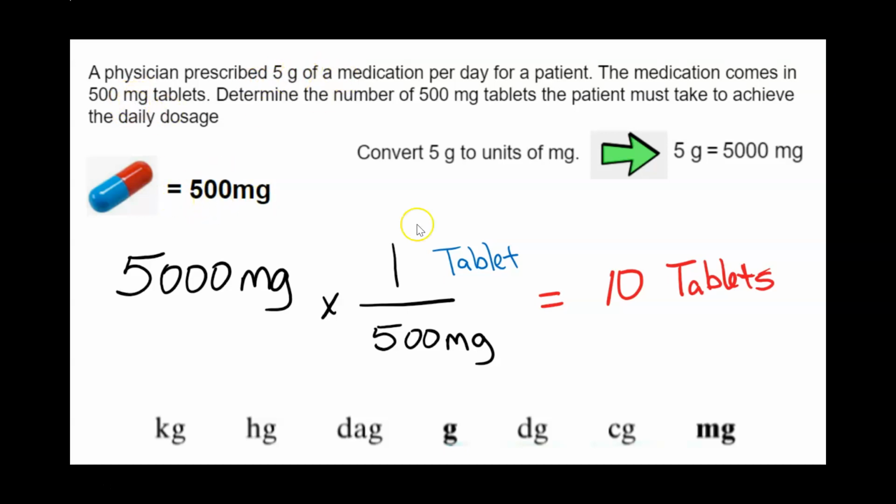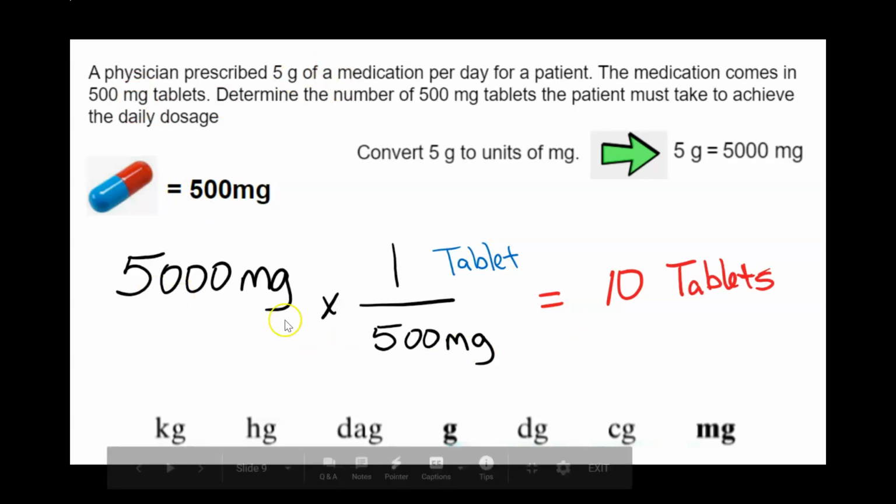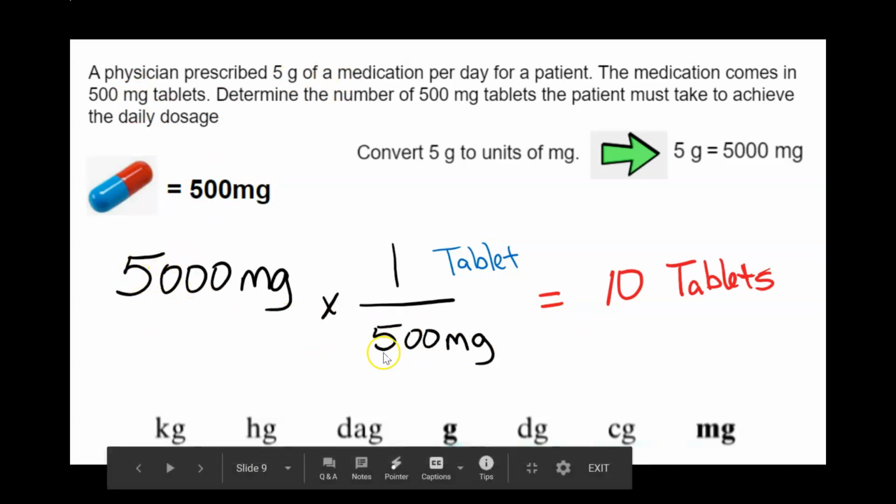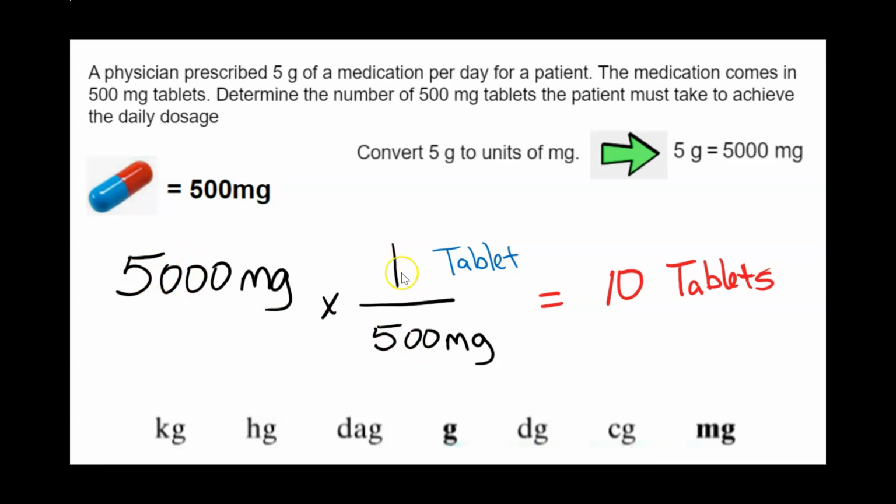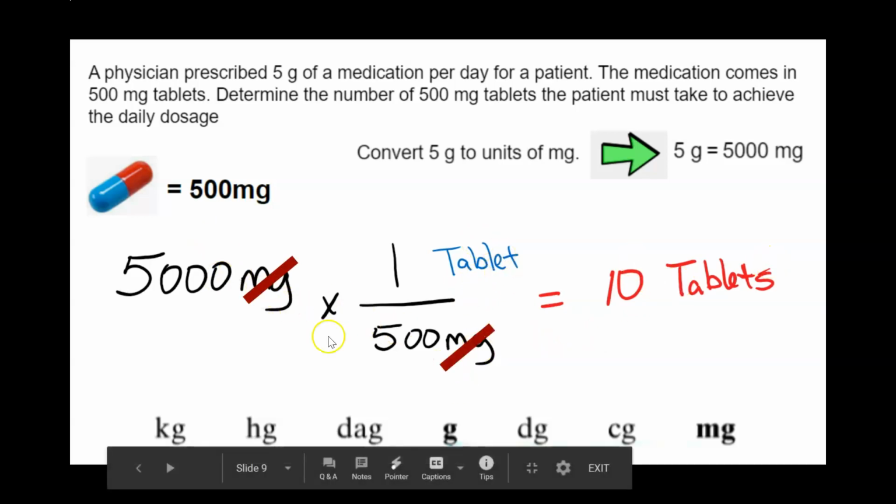So we divide these two, because this number is on top and this number is on the bottom. Ignore the 1 again. Divide them. We get 10 tablets is what the answer should be for this particular problem. So the tablet is the only thing left over after these cancel because they're diagonal.